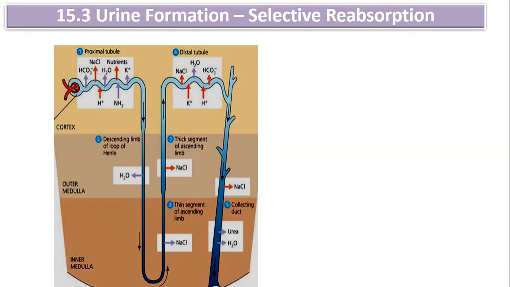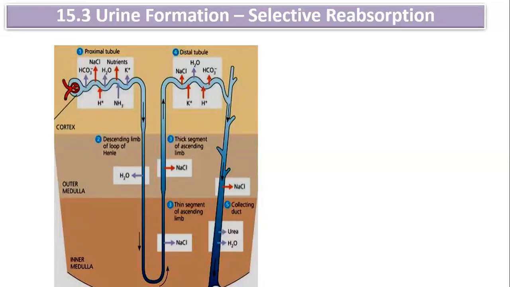Passive transport is always from high concentration to low concentration, across the concentration gradient. So when a molecule moves from high concentration to low concentration, it is known as passive transport. Diffusion is an example of passive transport.